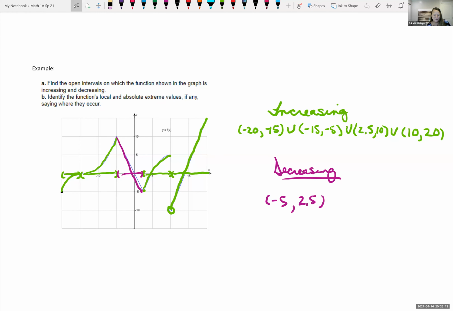So if we want to look for the absolute max and absolute min, that's what I would look at first. Is there a smallest y value on here? The thing is that this is an open circle. It looks like almost negative 10, but this is an open circle here. So there's nothing that's getting us to negative 10 itself, but we're always getting closer and closer to that y value of negative 10. So there's no absolute min.